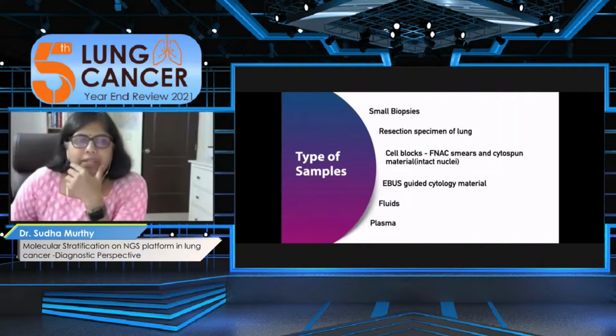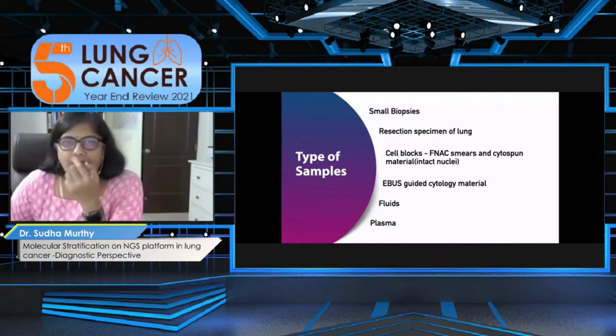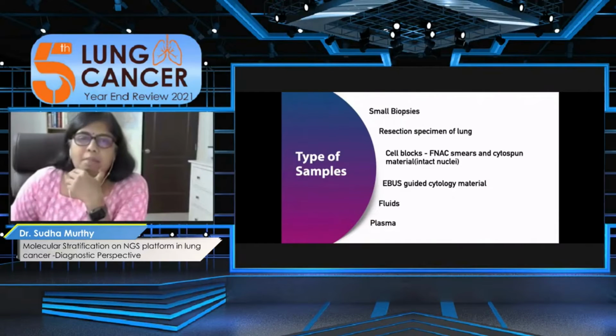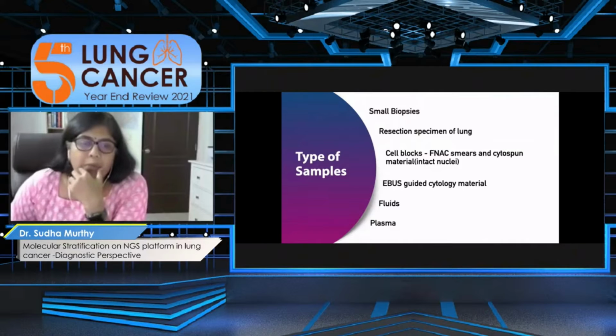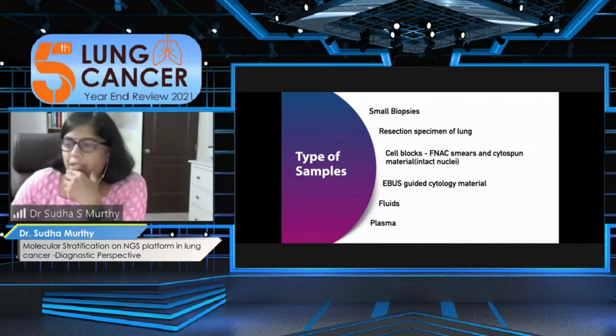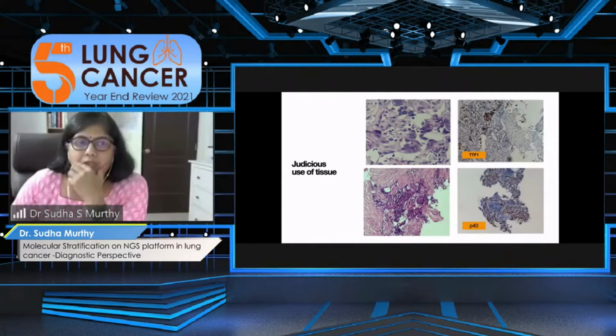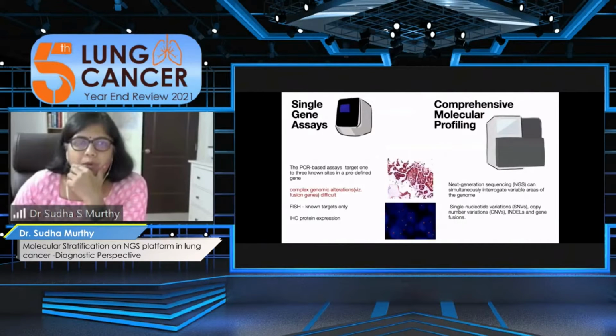So these are the different types of samples that we come across. They might be small core needle biopsies, dissected specimens of lung, cell blocks. They could be FNAC smears, cytospin material, EBUS guided cytology material. As Dr. Rajiv said, ROSE is ideal. And there could be pleural fluids, peritoneal fluid. And of course, for liquid biopsies, plasma is what is most used. Judicious use of tissue, I don't want to go into that again.